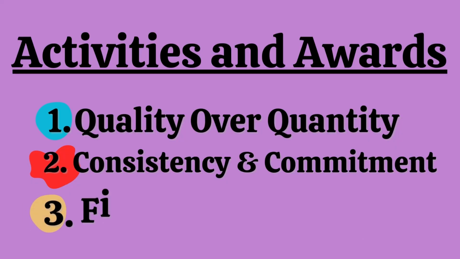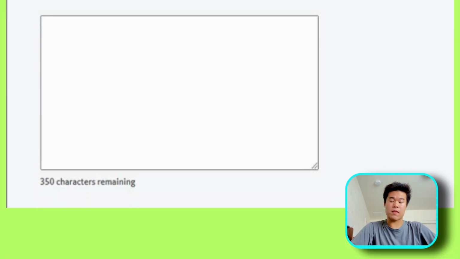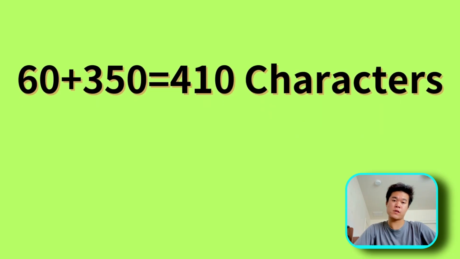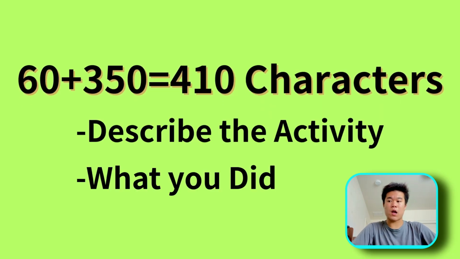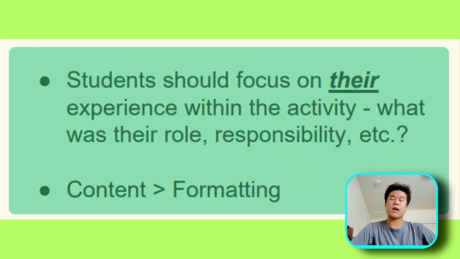Part 3 is about actually filling this out. There is a 60 character limit for naming the activity and a 350 character limit to describe the activity. So you basically only have 410 characters to describe what you did and what the activity is. They say that you should focus on what you did, the roles you had, the responsibility, and the growth you had in each activity, rather than explaining the activities itself. So be brief and accurate.